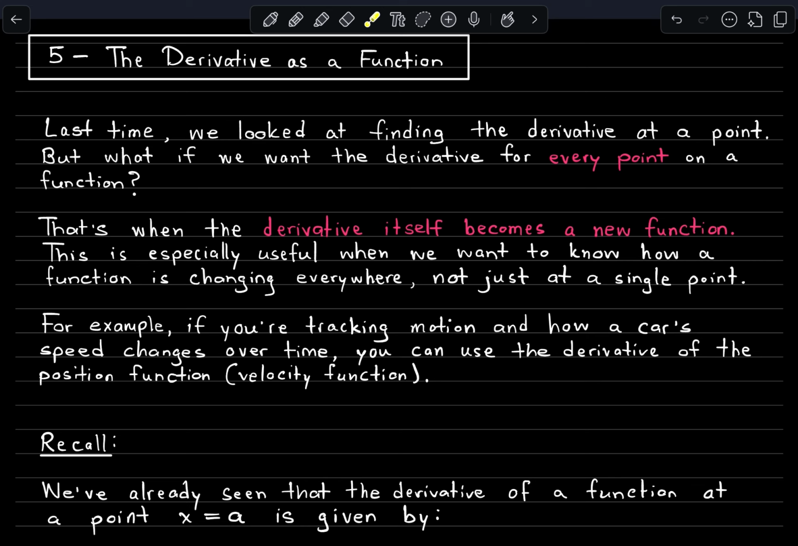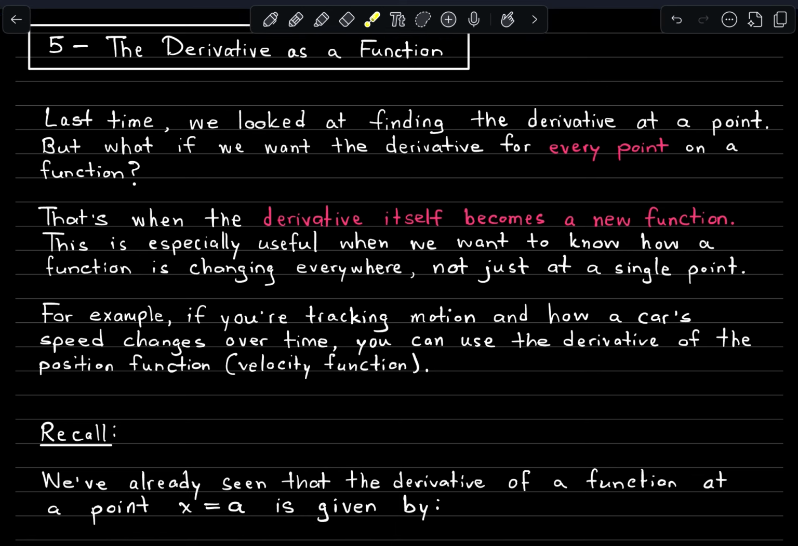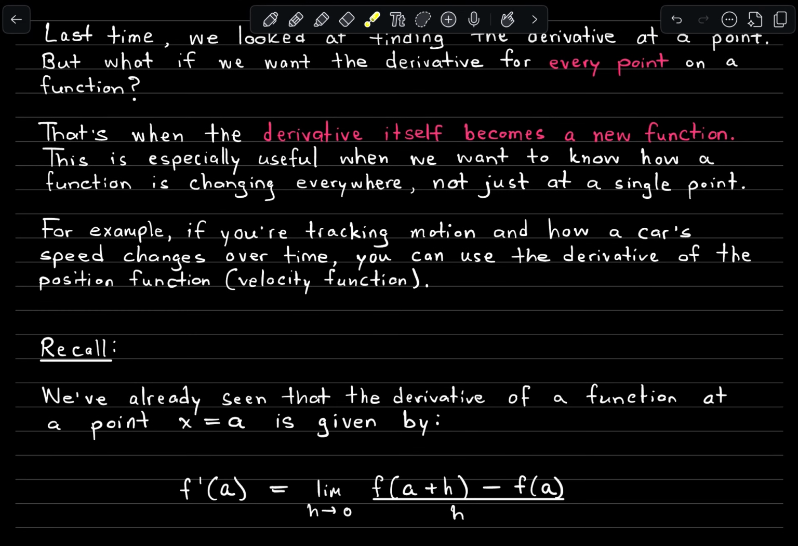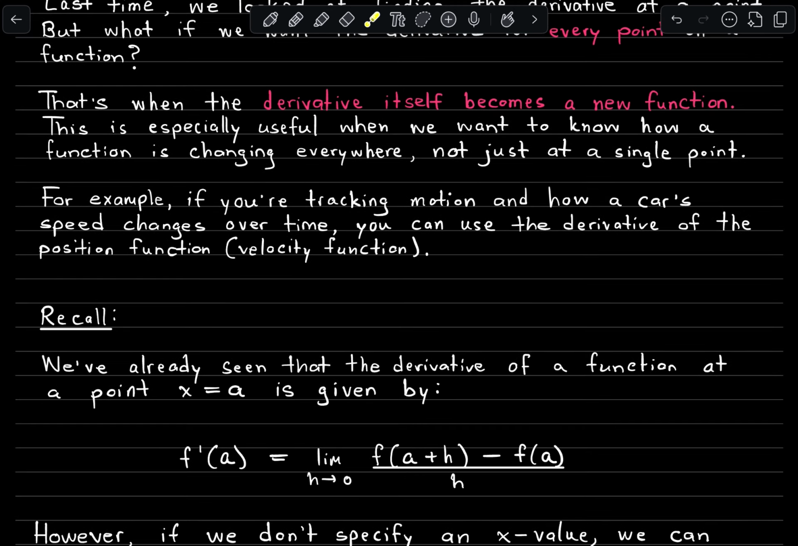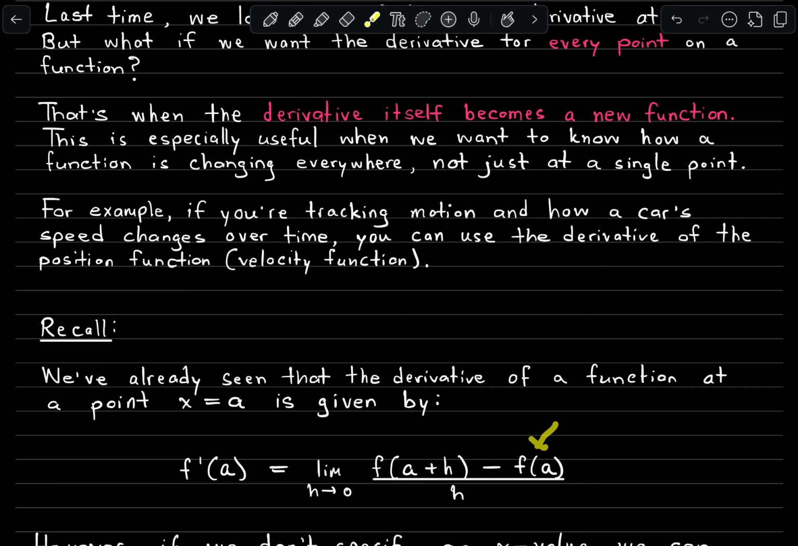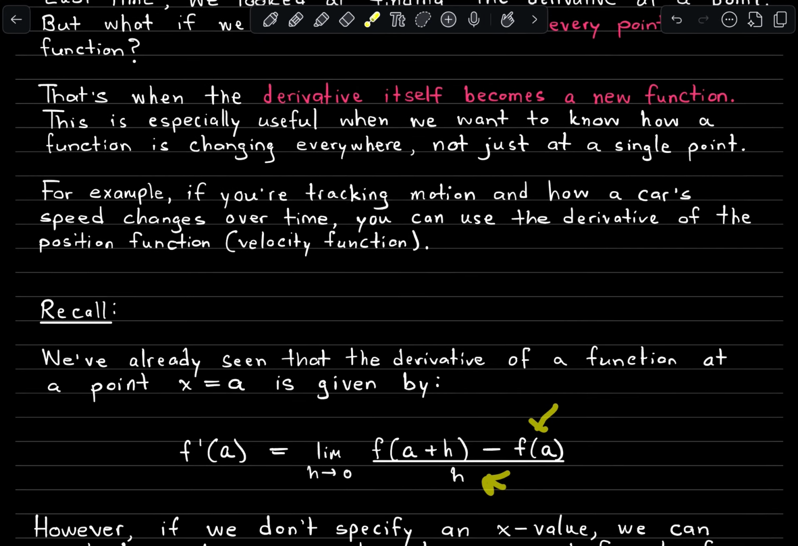Okay? So recall, we've already seen that the derivative of a function at a point is given by the following formula, right? This is the limit definition of the derivative at a single point. f prime of a is equal to the limit as h approaches 0 of f of a plus h minus f of a, over h.